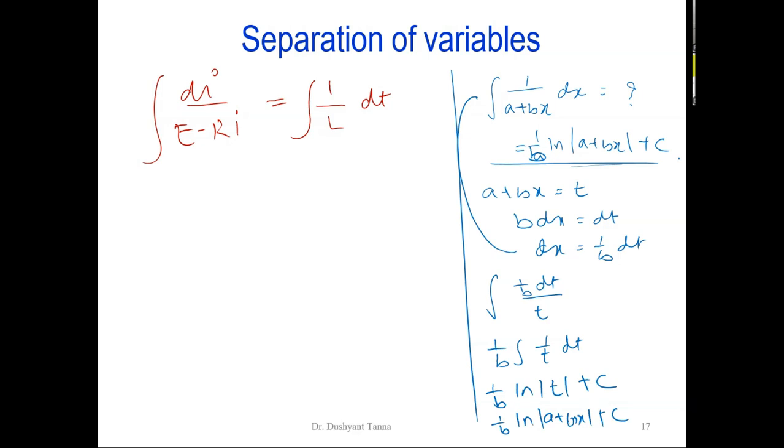Okay, so integrating it here, what will it be? The multiple of I, which is my variable, is minus R, remember. So minus 1 on R, ln E minus R i, 1 on L is a constant, plus C.